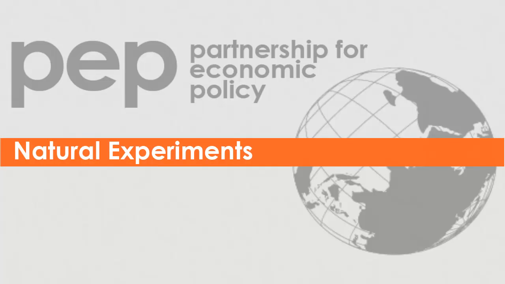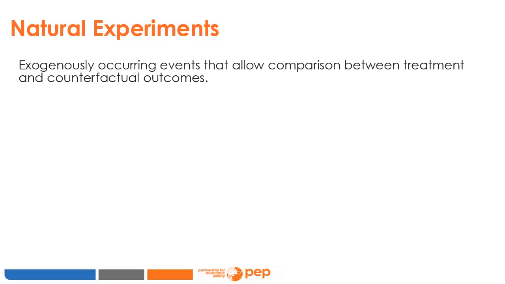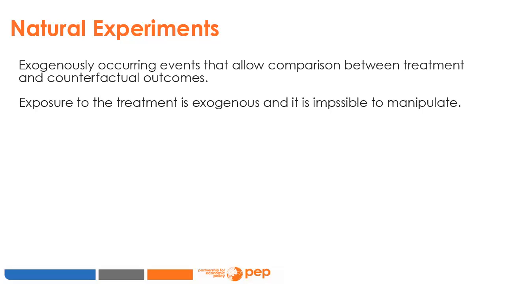Natural experiments. This module is about natural experiments. Natural experiments are exogenously occurring events that allow comparison between treatment and counterfactual outcomes. The defining feature of natural experiments is that exposure to the treatment is exogenous and it is impossible to manipulate. When there is exogenous treatment assignment, we can draw valid inferences about the treatment effects with the help of auxiliary theoretical assumptions and careful choice of econometric methods.